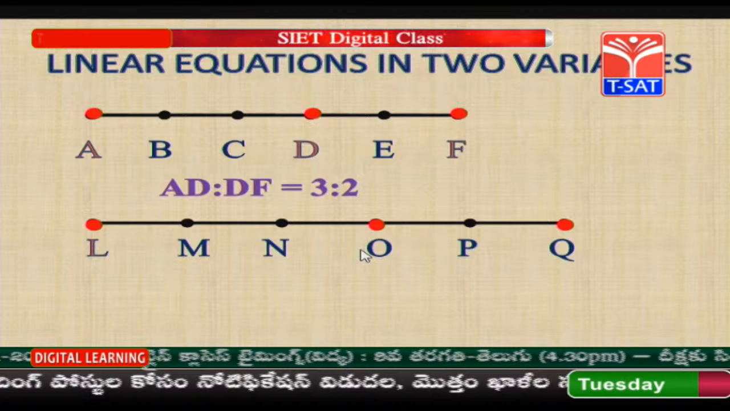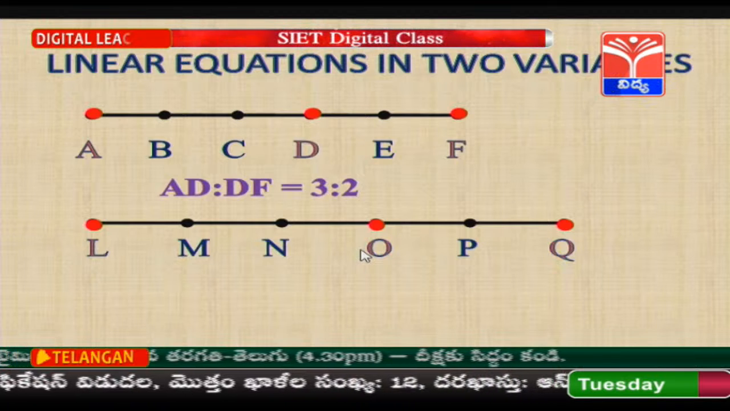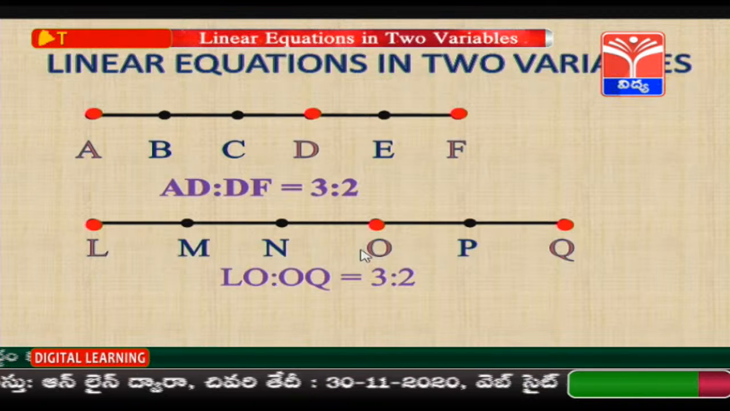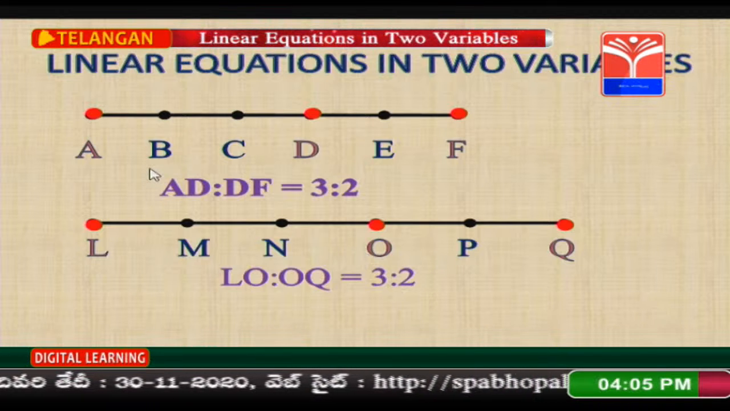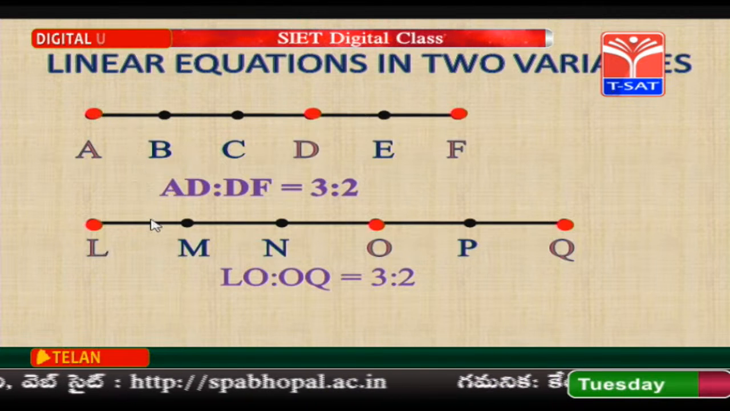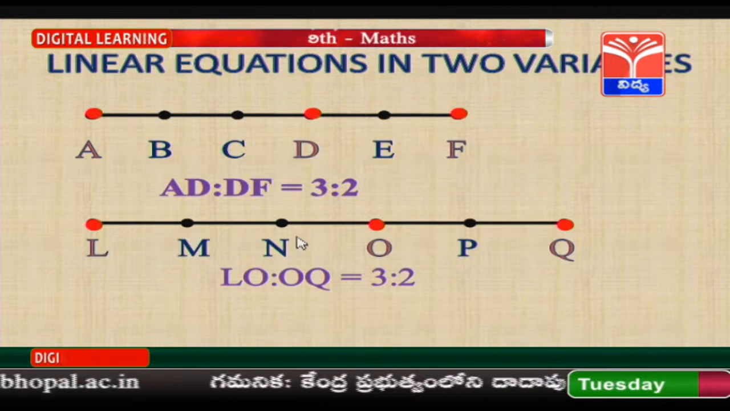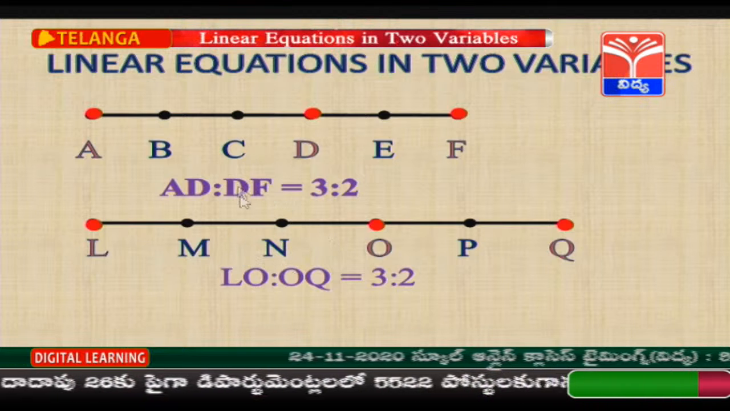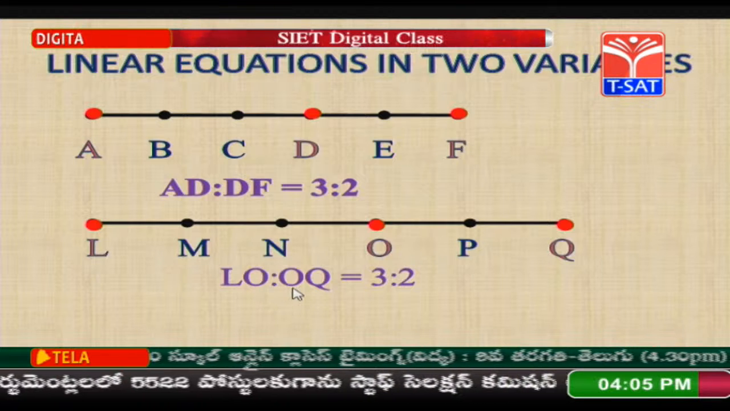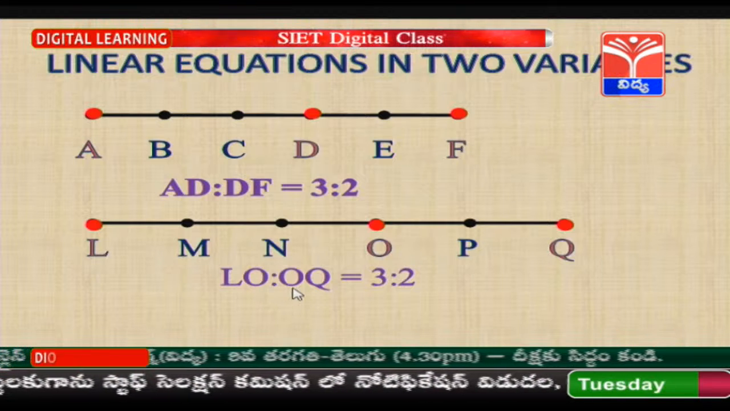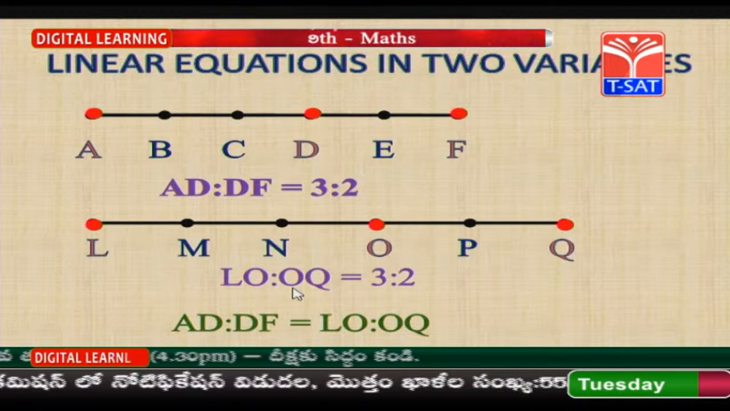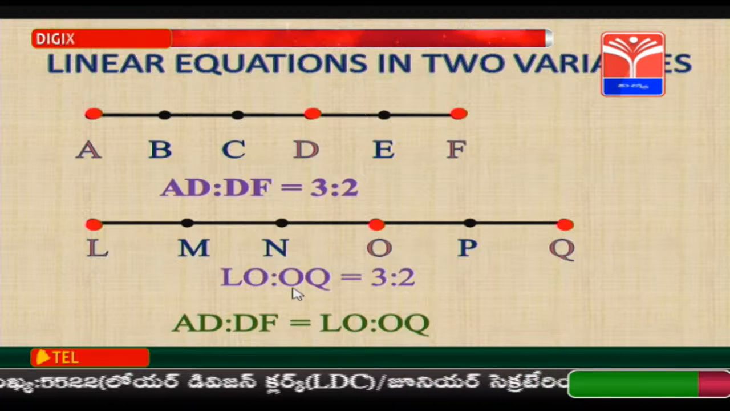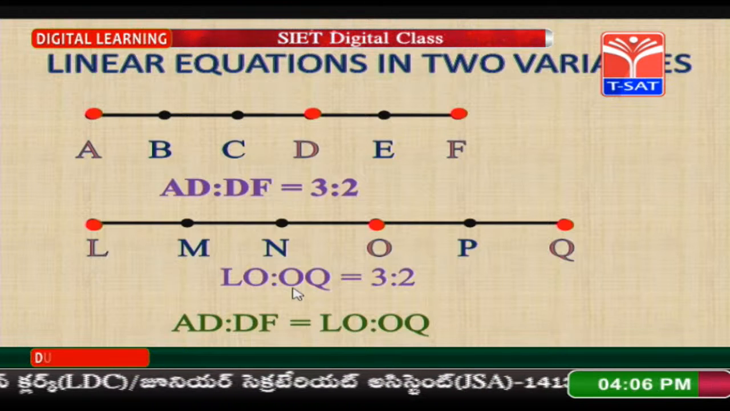So, in that case, if I go for the ratios, what happens? LO is to OQ is equal to 3 is to 2, irrespective of the length between them. The ratio of AD is to DF is equal to LO is to OQ. That means, their ratios are the same, so you can say AD is to DF is equal to LO is to OQ. This is about the line segments and their parts.